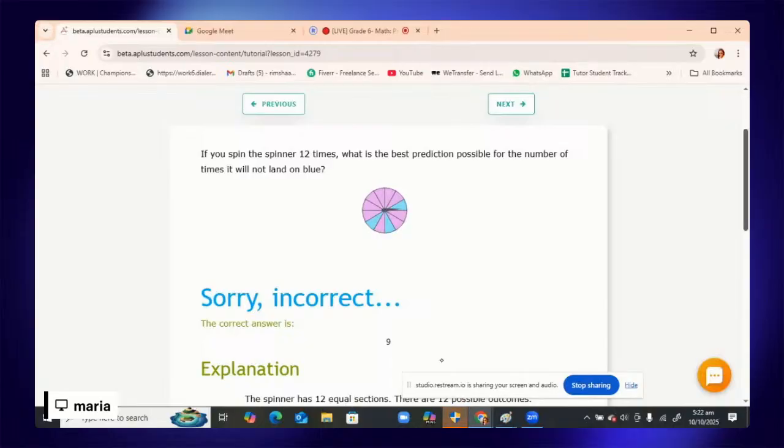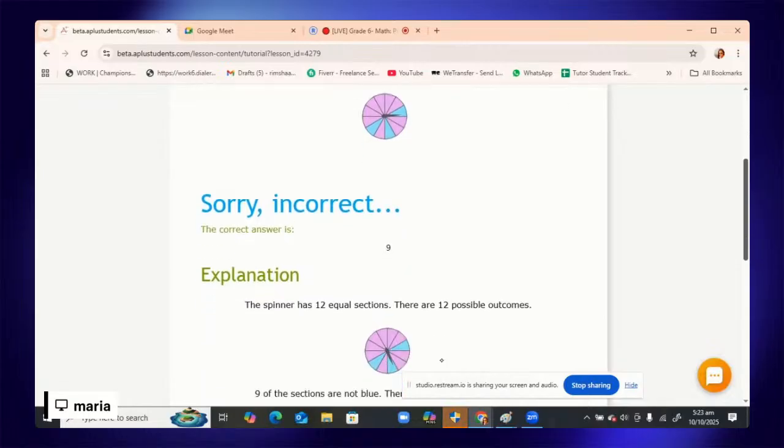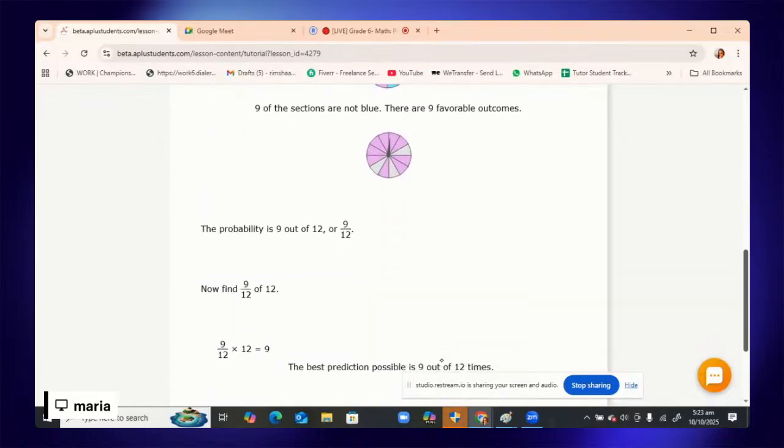If you spin the spinner 12 times, what is the best prediction possible for the number of times it will not land on the blue? First of all, we are going to find the probability that it will not come up blue. First of all, how many total? 1, 2, 3, 4, 5, 6, 7, 8, 9, 10, 11, and 12. And how many are not blue? So there are only 3 which are blue.